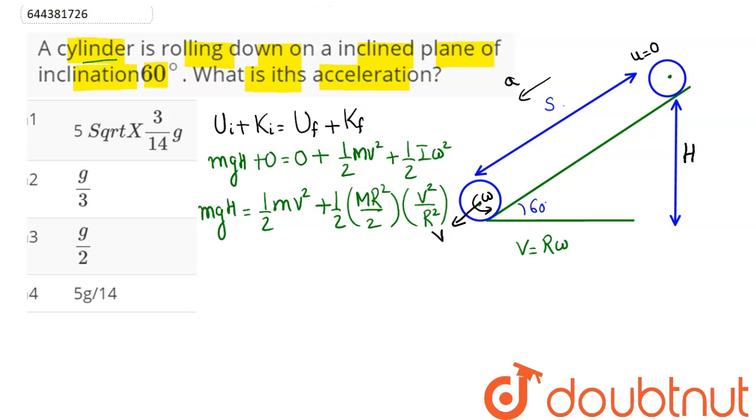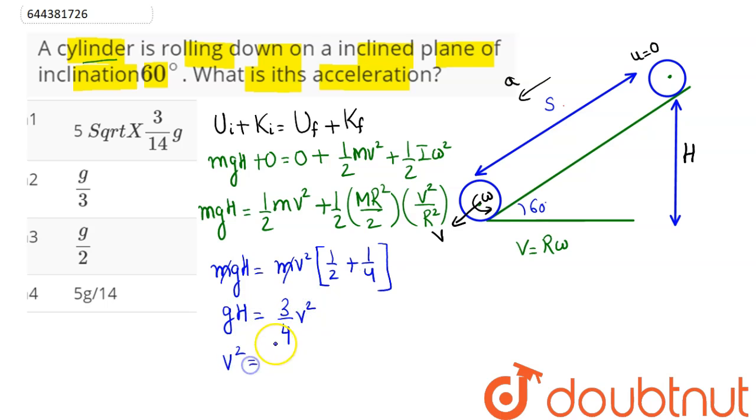So we can say here this simplifies as mgh is equal to, taking mv square common, this comes to be 1 by 2, and here this comes as 1 by 4. So m and m cancels out, hence value of v square can be simplified as gh is equal to 2 plus 1 is 3 by 4 into v square. So we have here v square as 4 by 3 into g into h.